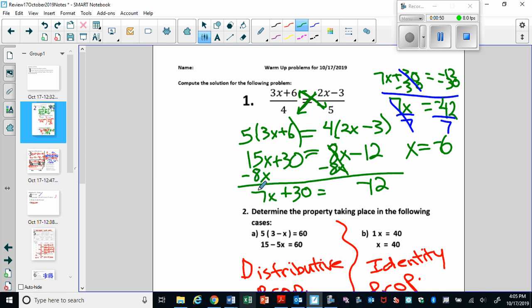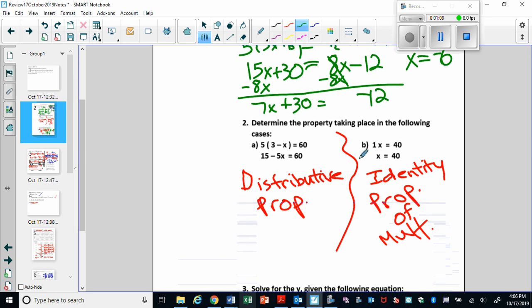Of course, subtract 8x on both sides. That was your first step. Then you could subtract 30 on both sides. So we wound up with 7x is equal to negative 42. Divide both sides by 7. The result is negative 6.